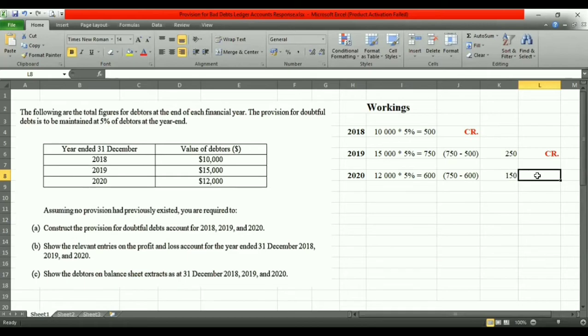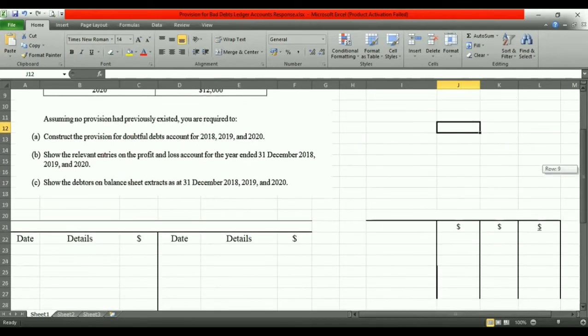Remember, once it's a reduction, it is a revenue. So therefore, you're going to debit your provisions account. So we're indicating that we're going to debit our provisions account, and our profit and loss account, of course, will be credited because we're showing that as a revenue. So now that we have our calculation, we're going to proceed to do what is required. And the first thing is to prepare the provision for doubtful debts account for the 3 years.